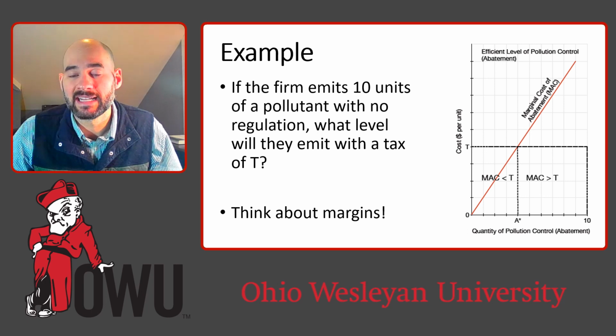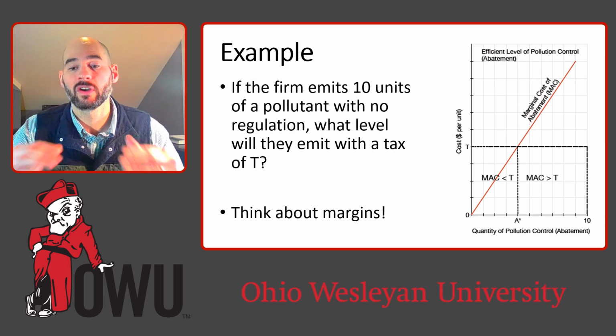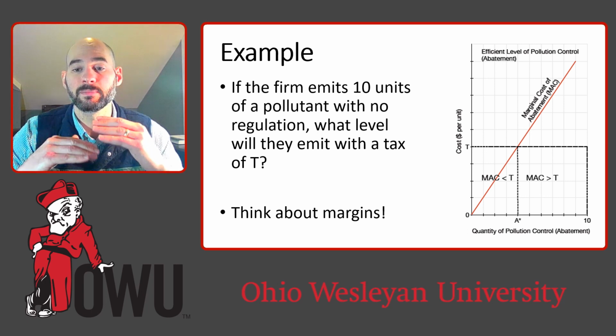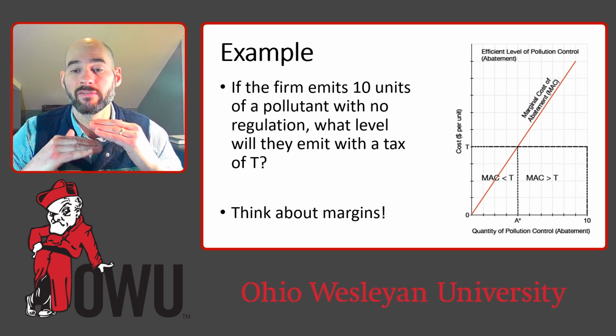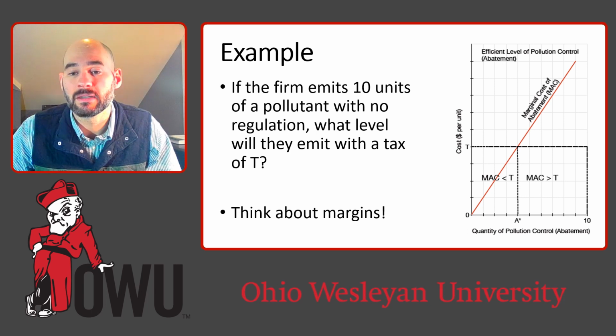And now we're starting to get closer in the difference between the value of the tax and the value of abatement until we reach point A star. And point A star would fall at 4 units of abatement or 6 units of pollution.